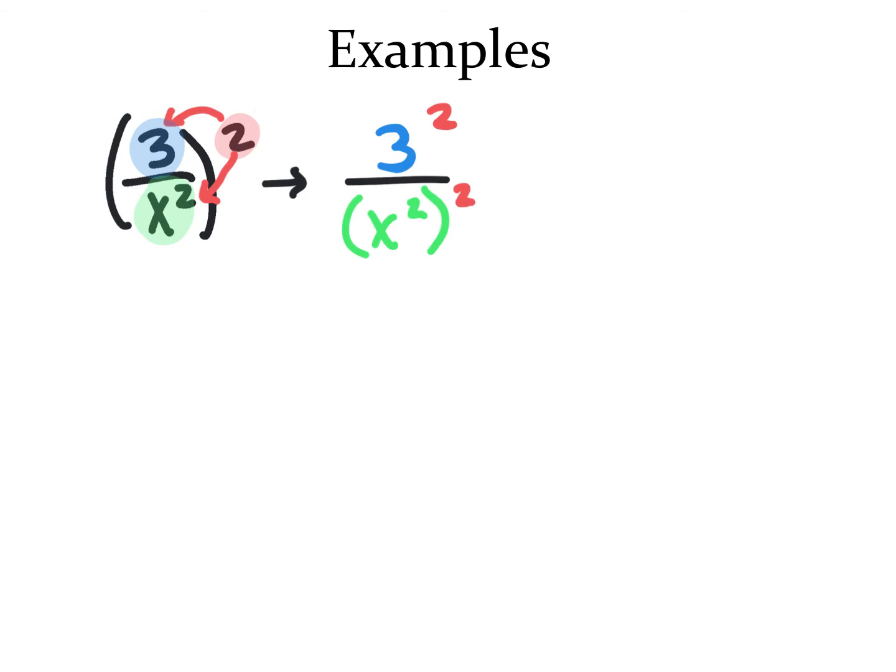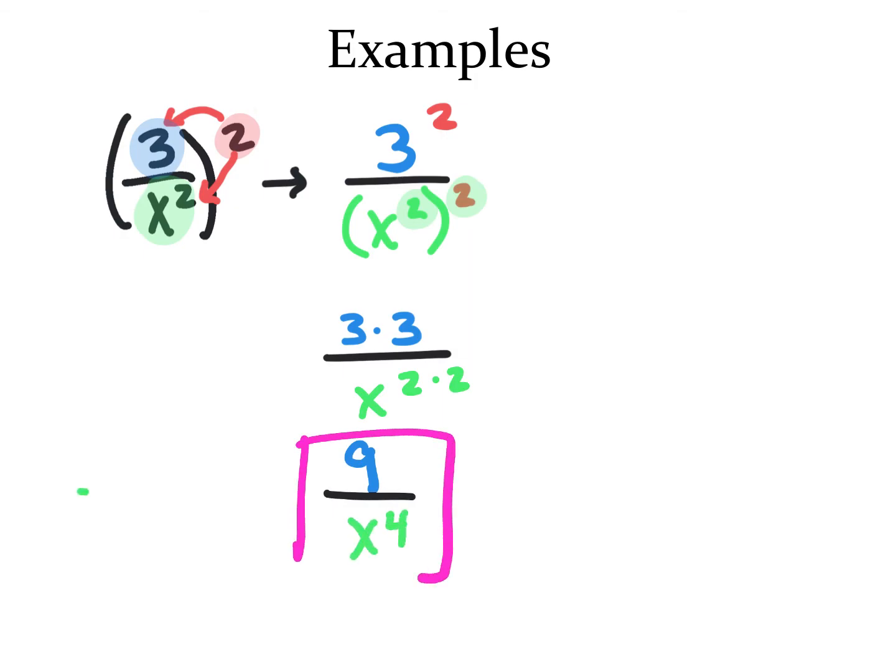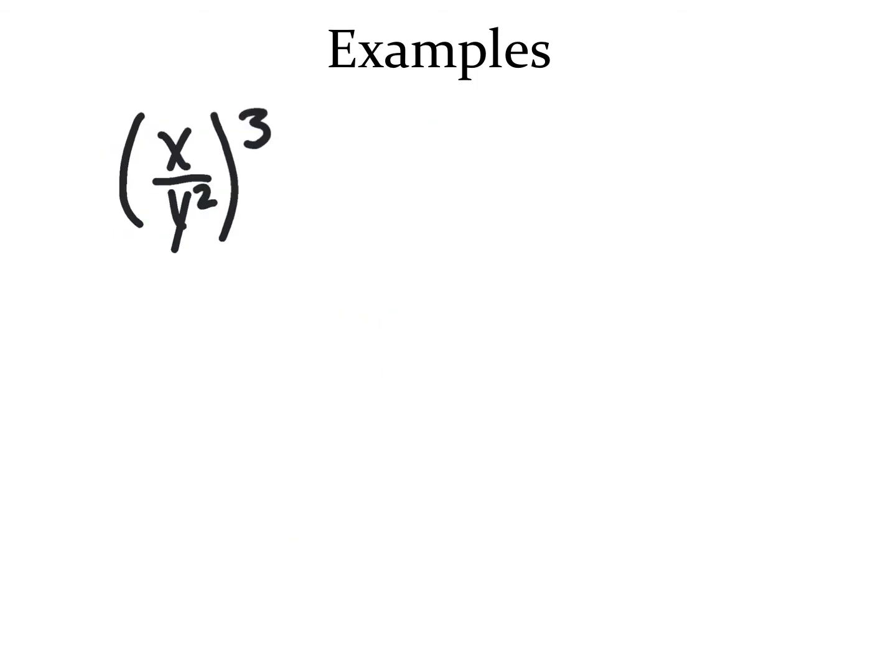Now for the numerator, when I simplify that, it becomes 3 times 3. And in the denominator, I'm going to multiply these two exponents using the power rule. So it becomes x to the 2 times 2. When I finish simplifying, 3 times 3 is 9 over 2 times 2 is 4. So your final answer is 9 over x to the 4th.